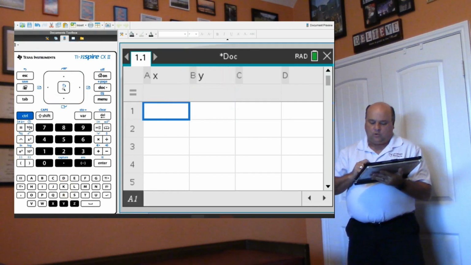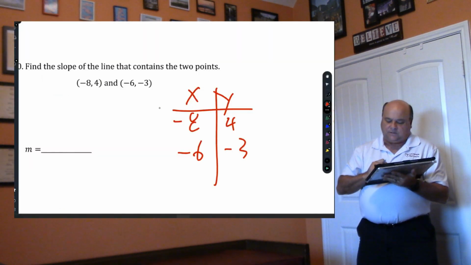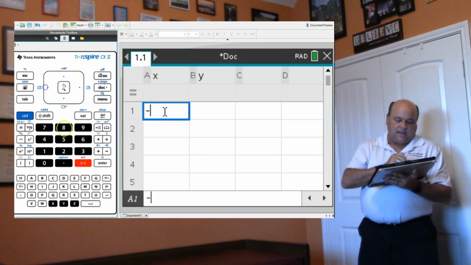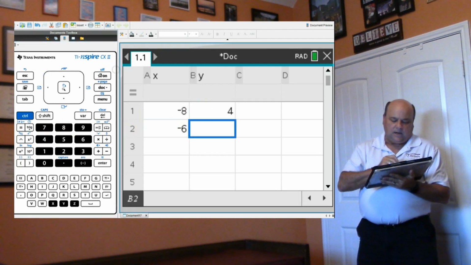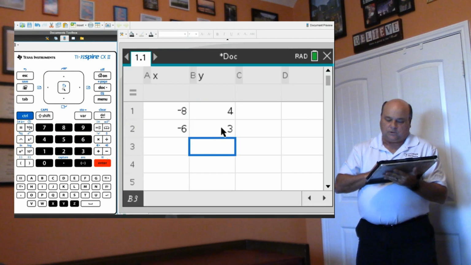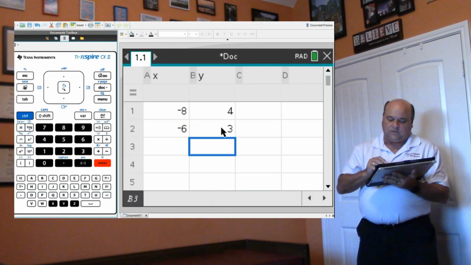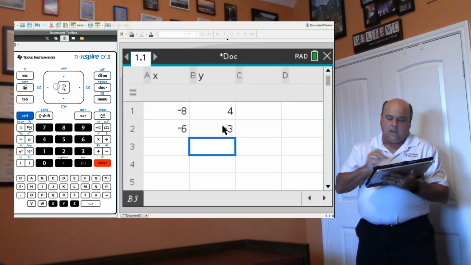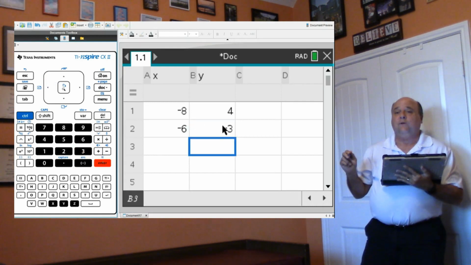Now then we're going to go to the count. Let me get the numbers. -8, 4, -6, 3. Let me make sure those are right. -8, 4, -6, -3. So this 3 needs to be a -3. Now then, all my numbers are in right. -8, -6, 4, -3 for the Y's.